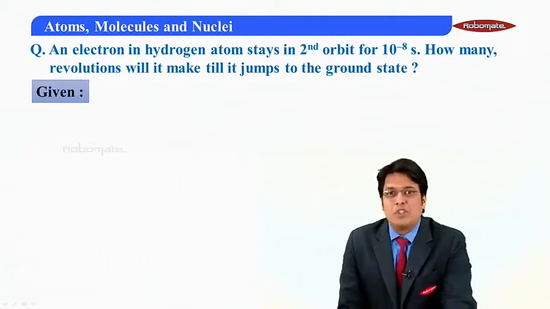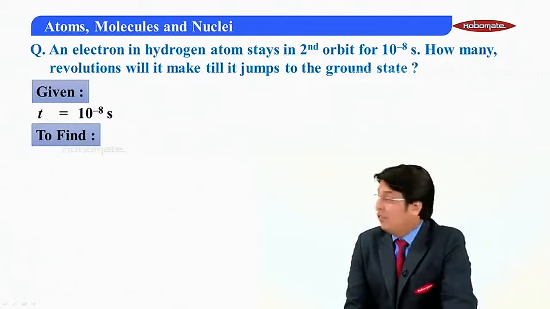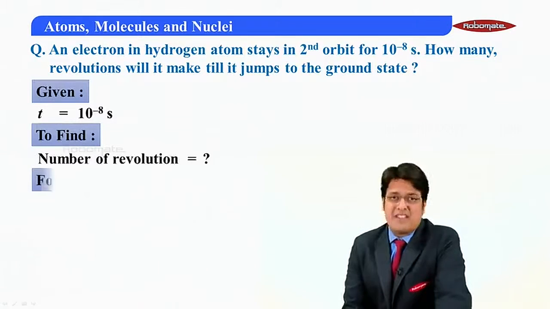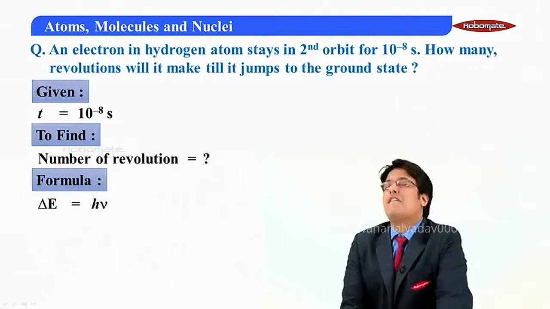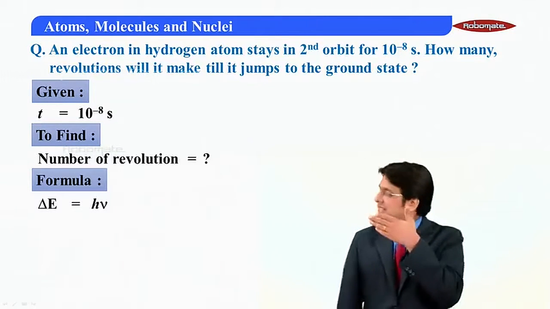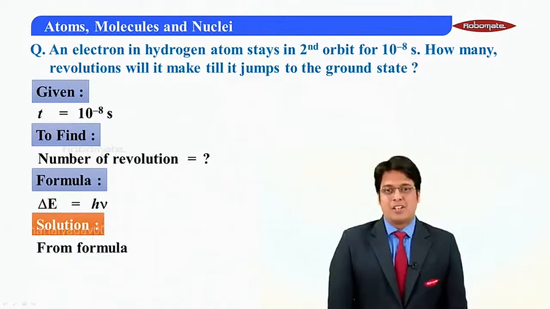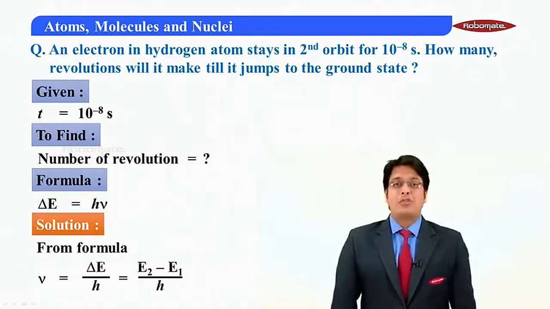Quite a challenging sum. So what is given basically? I will tell you: the time is given, fine, big deal. And we have to find the number of revolutions. When I say number of revolutions, the formula is frequency. And frequency you get from the formula of energy, delta E is equal to h into nu. The solution is from the formula nu is equal to delta E by h.